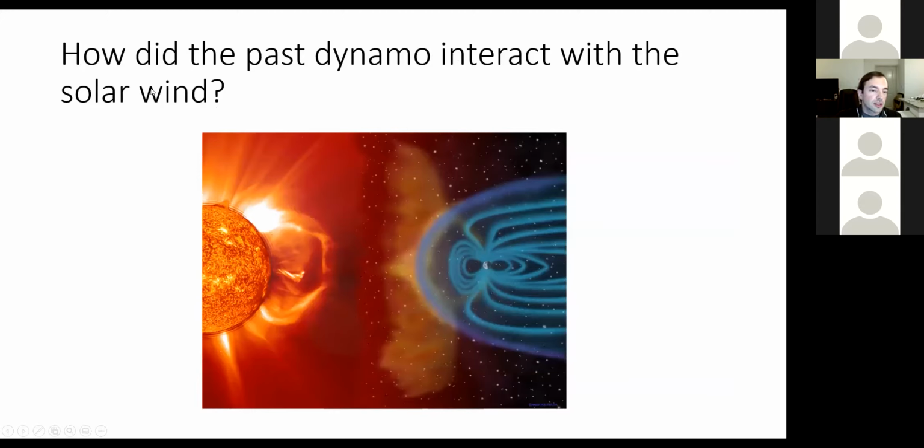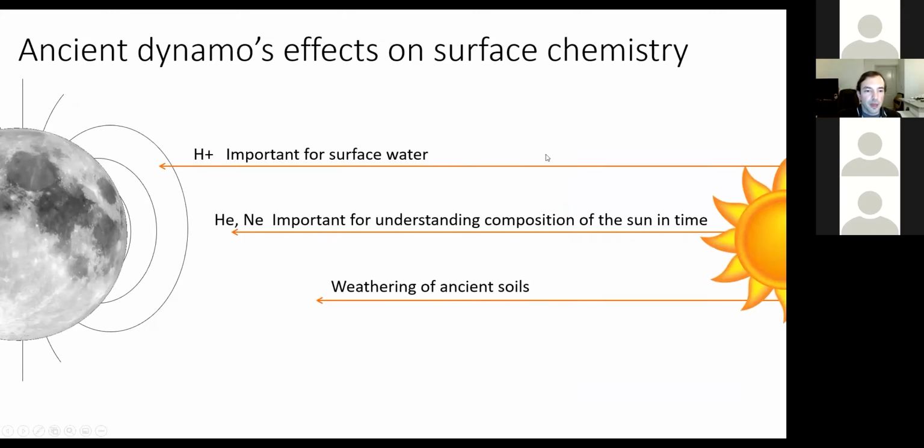And the question I want to ask today is, how did that dynamo interact with the solar wind in the past? So basically, here's your Earth in the solar wind, and the question is, what kind of interaction was happening a long time ago when the moon had a magnetosphere? Was it blocking the solar wind from accessing the surface? And why do we care about that?